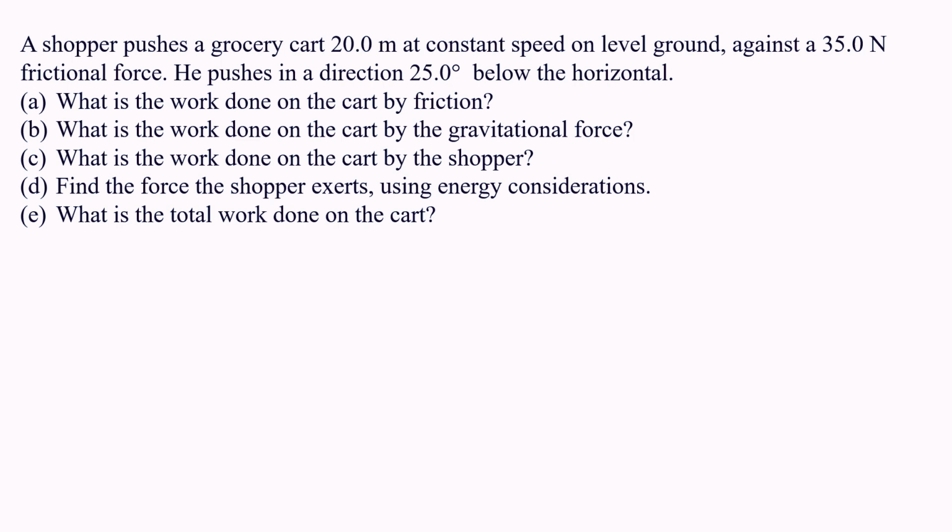The shopper pushes a grocery cart 20.0 meters at a constant speed on level ground against a 35.0 Newton frictional force. He pushes in a direction 25.0 degrees below the horizontal. Alright, so what are we given here? Shopper pushes a certain distance, so displacement delta x is 20.0 meters.